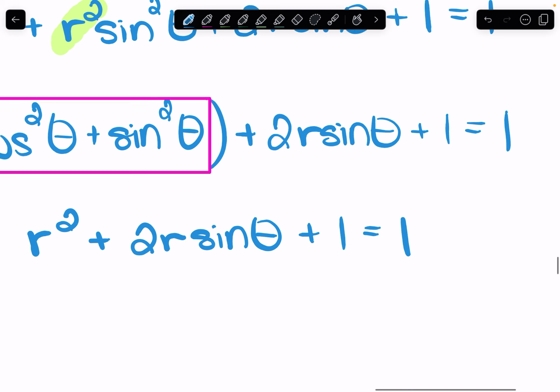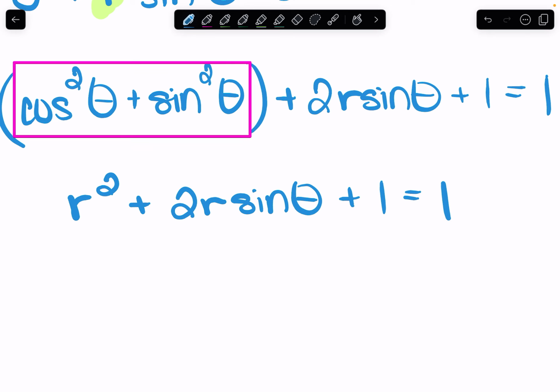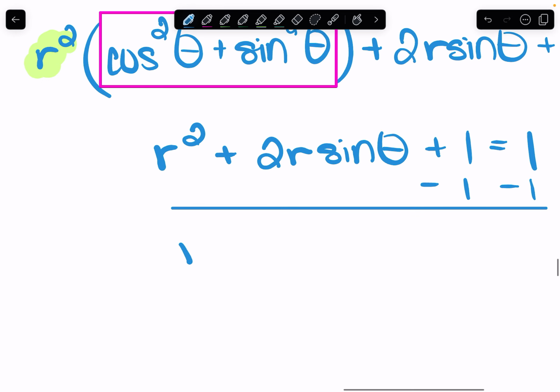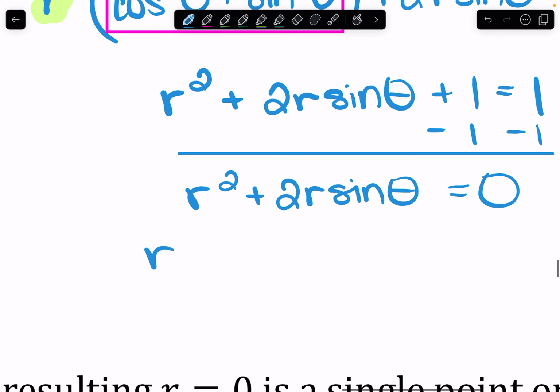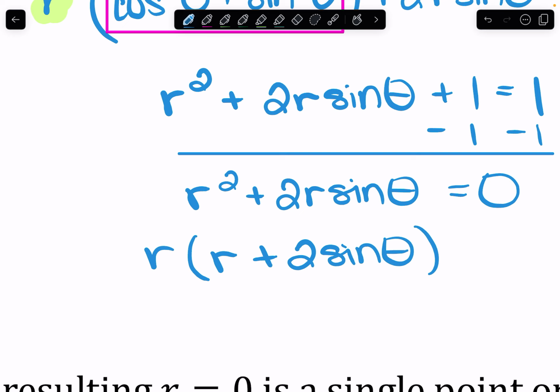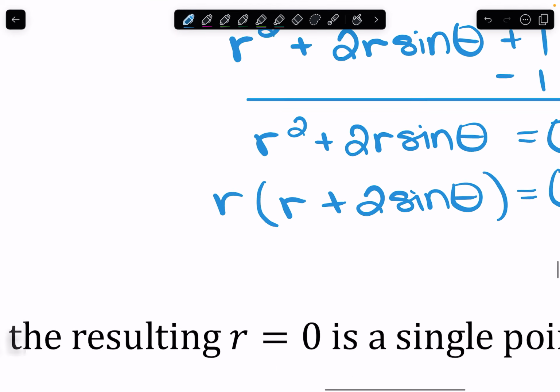All right, so the goal is to solve for r. So I'm going to get the constant over. I'm going to move the 1 over because when I move it, it's going to 0 out. So we are left with r squared plus 2r times the sine of theta equals 0. So I have two terms, so we want to think factoring. They have an r in common, so we factor that r out, and that leaves us with r plus 2 sine theta equals 0. So set each factor equal to 0.